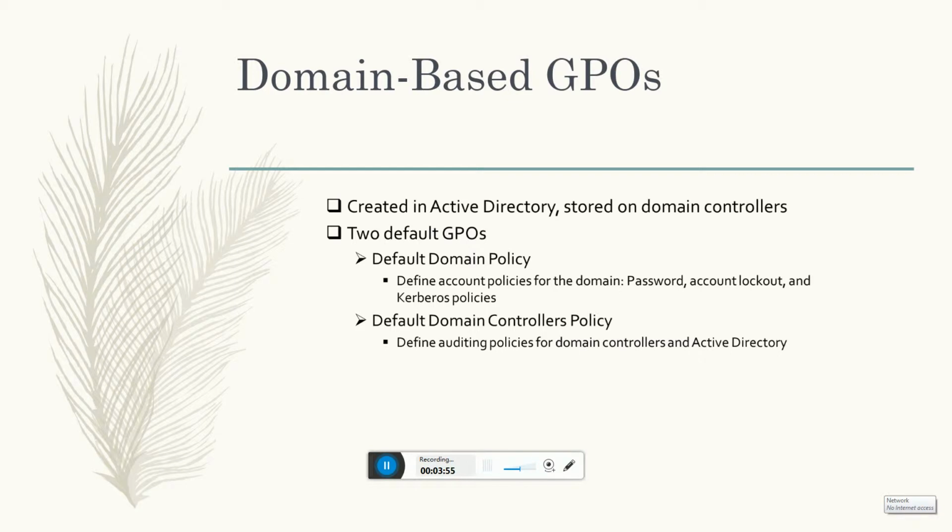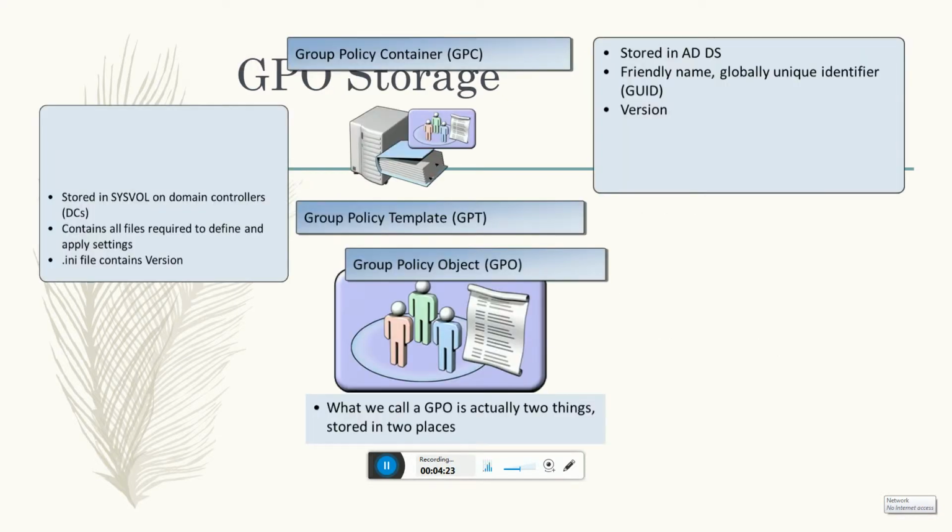Domain-based GPOs are created in Active Directory and stored on domain controllers, beginning with the default GPOs. What is the default domain policy? It defines account, password, account lockout, and Kerberos policy. The default domain controllers policy covers audit policy and domain controller policy in Active Directory. A GPO contains parts stored in AD DS, with a friendly name and a globally unique identifier, and versions stored in the SYSVOL on domain controllers, which contain all the files and settings to be applied.